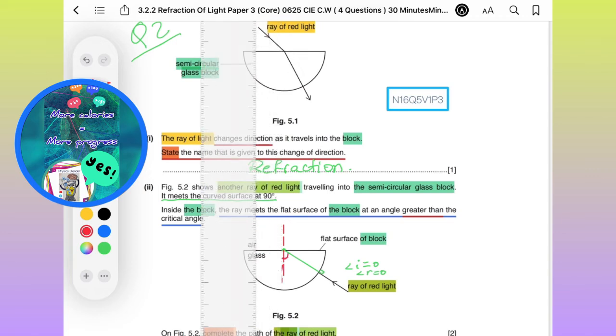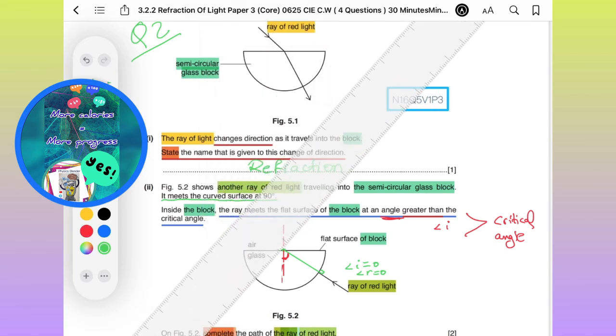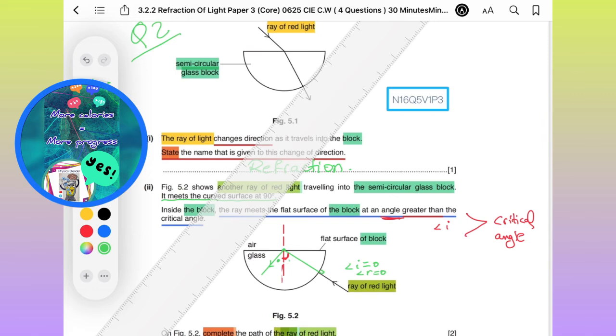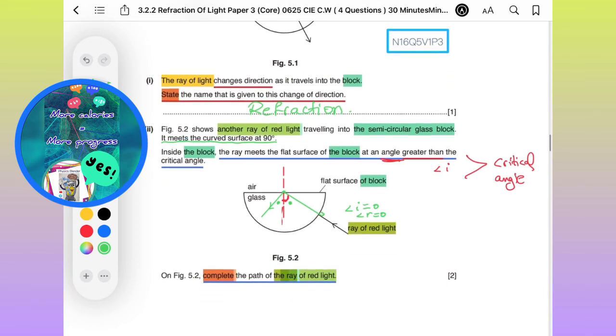Okay, this angle is greater than the critical angle. It's mentioned here that the angle is greater than the critical angle, so angle i here is greater than the critical angle. What will happen to the light ray? It will be totally internally reflected by the same angle of incidence. This angle should be equal to this one. The answer for this one is very simple, but as we are done, let's complete the path of the ray of this red light.